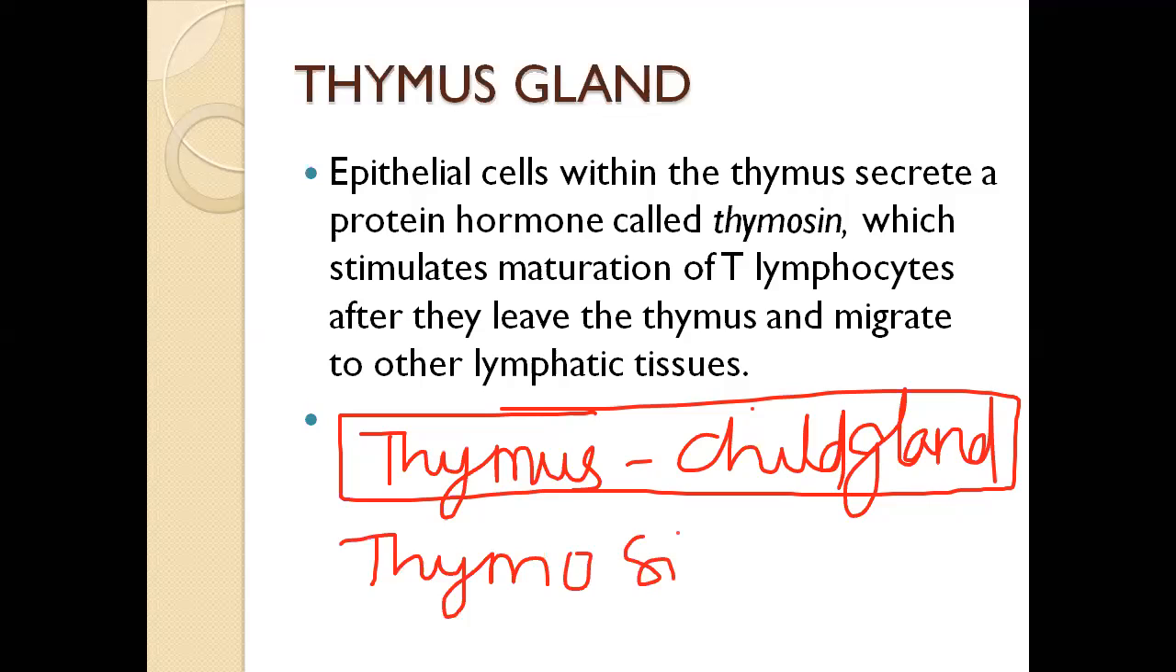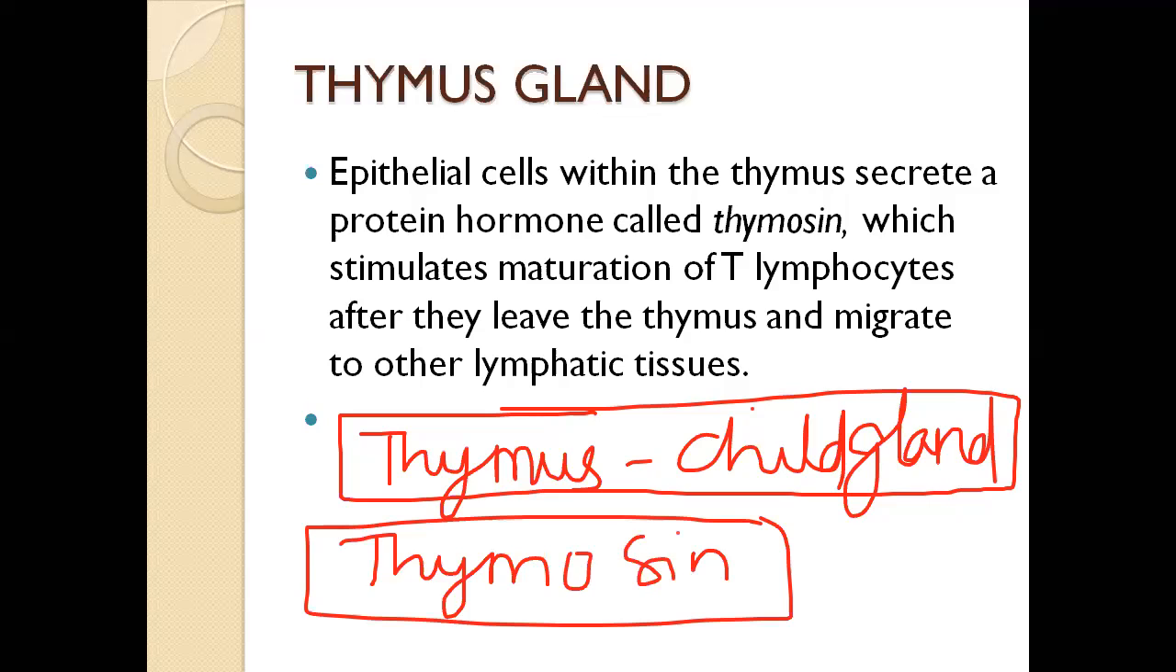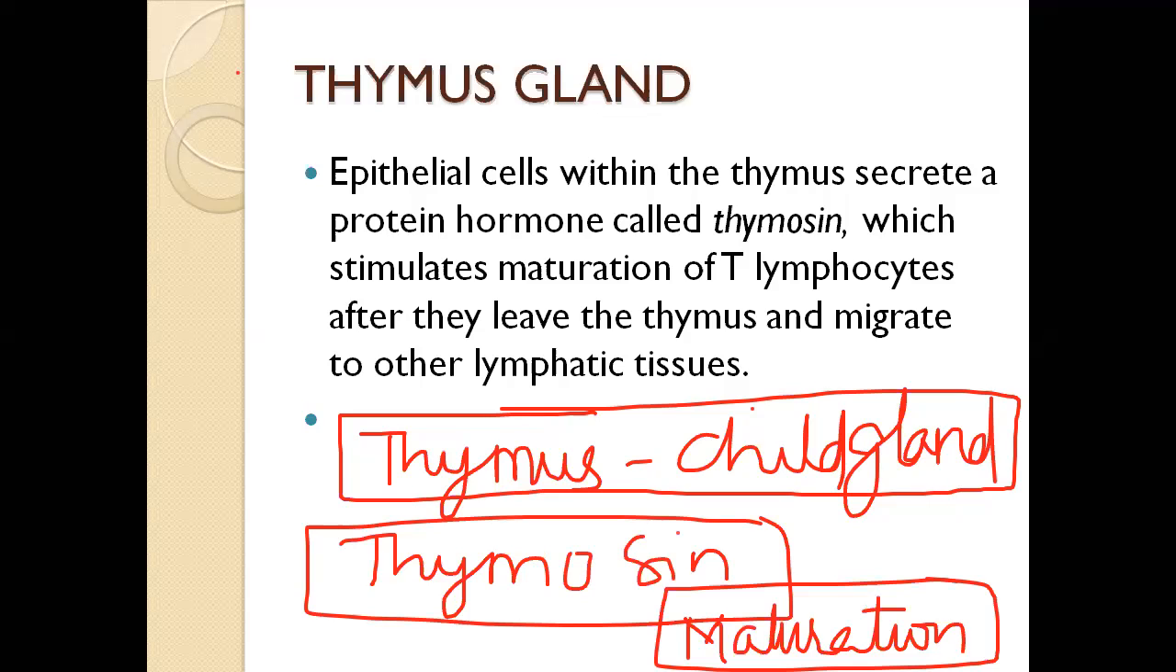Its secretion is thymosin. What is the function of thymosin? Simply we need to remember thymosin is for the maturation of the T lymphocytes, which get produced in the bone marrow, but maturation of the T lymphocytes is possible with the help of a protein hormone called thymosin. This is the thing you need to remember.